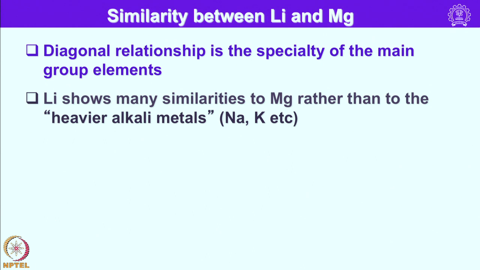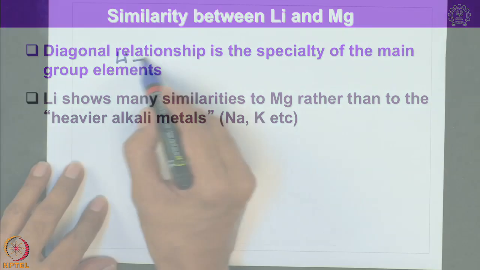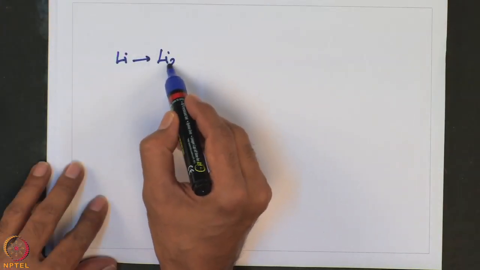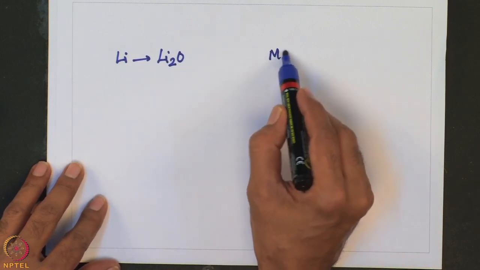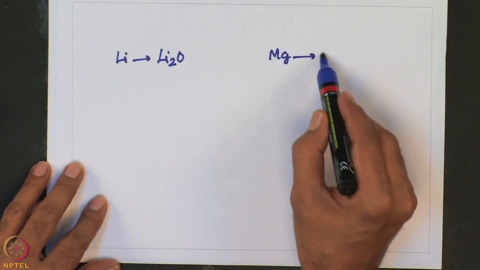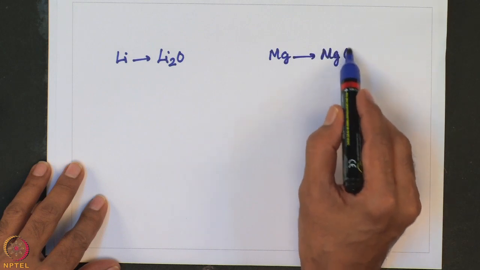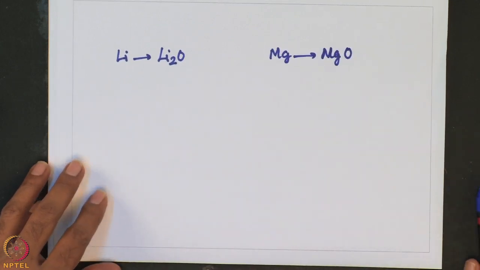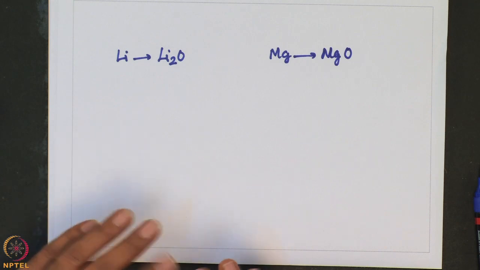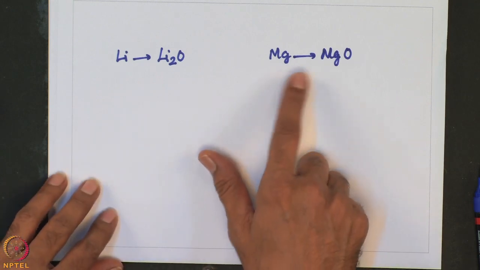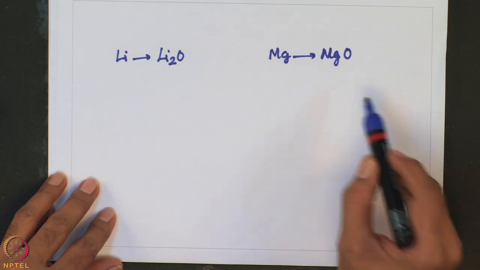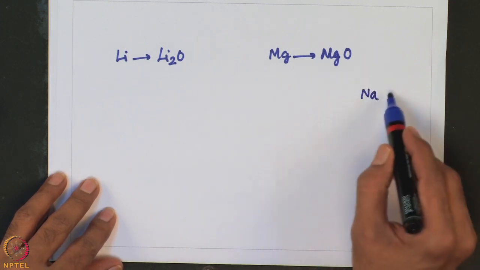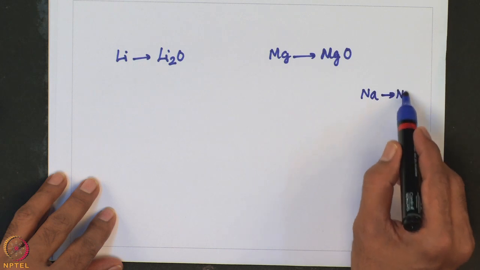Let us see, lithium forms lithium oxide. Similarly, magnesium forms magnesium oxide. So, that means lithium has a preference to form only oxide, not peroxide. In the same way, magnesium has a preference to form magnesium oxide, whereas sodium forms sodium peroxide.